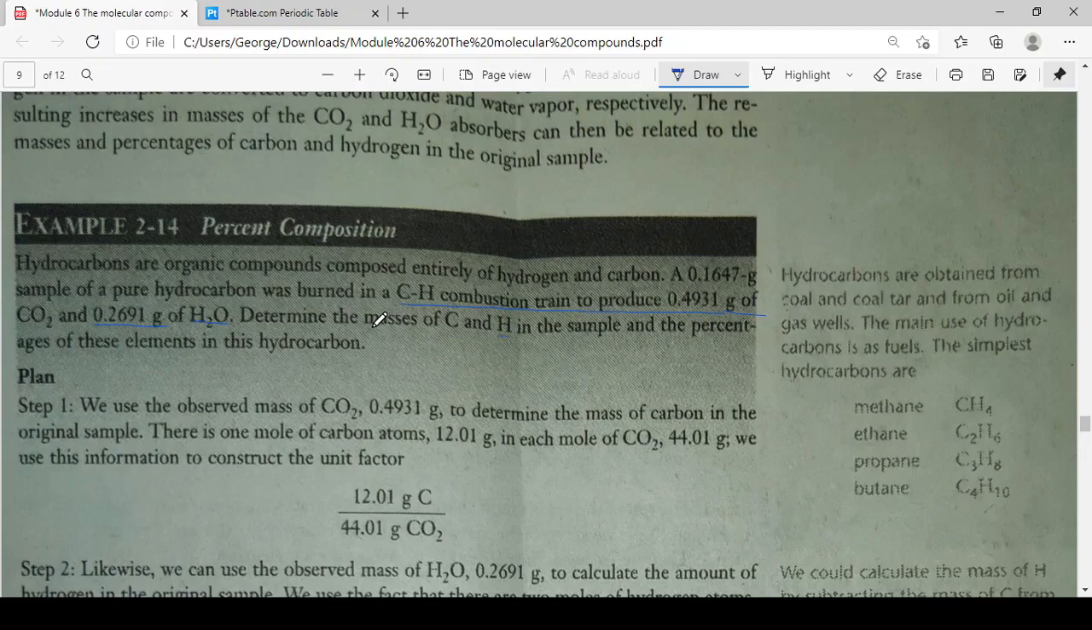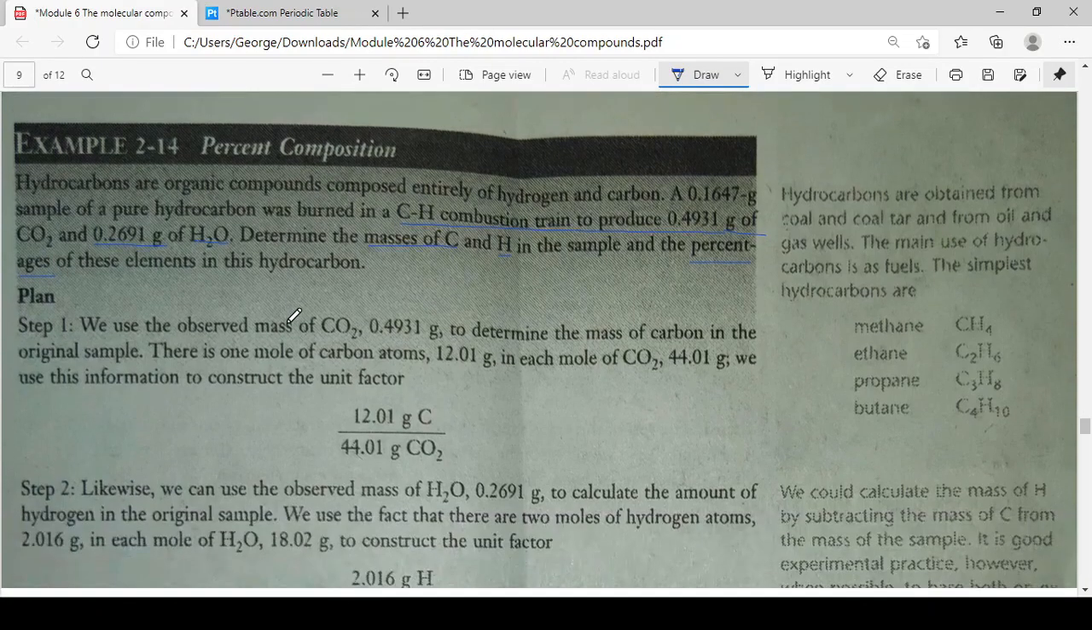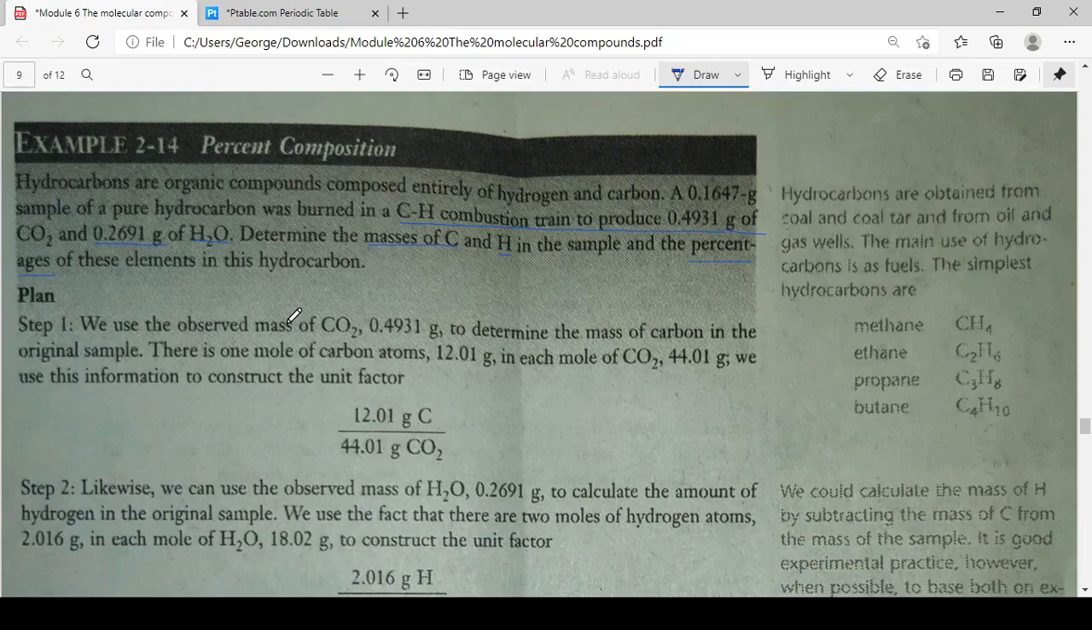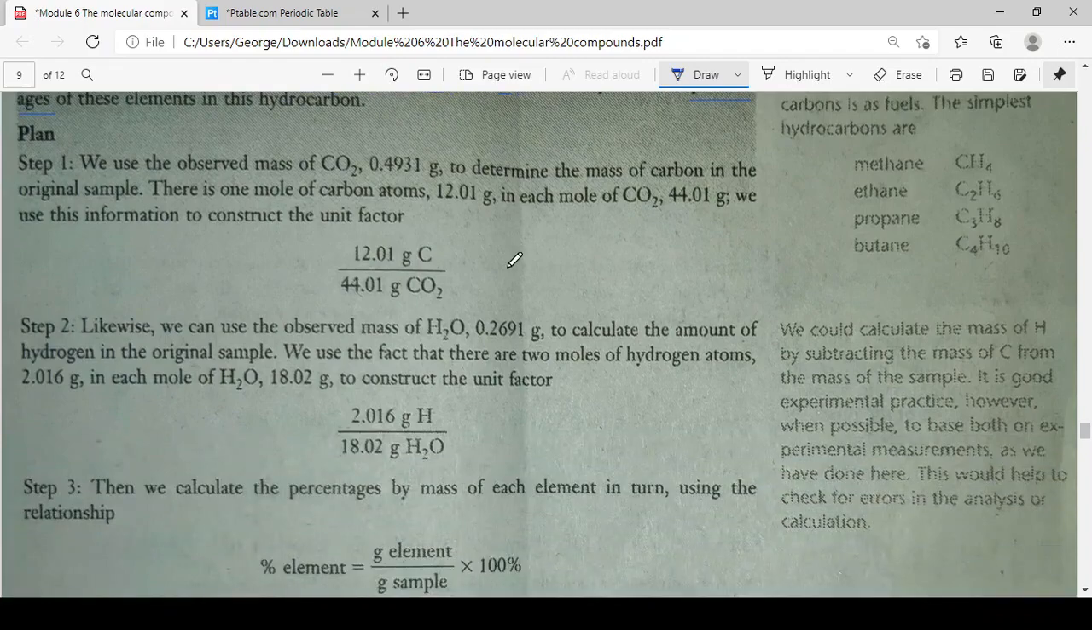So first, we are finding the masses of carbon and hydrogen in the sample, and then you need to solve for their percentages. Again, this combines how we find the mass and the percent composition. So step 1: before finding the percent composition, we first determine the mass of carbon and hydrogen. To determine the mass of hydrogen and carbon, we solve as follows.